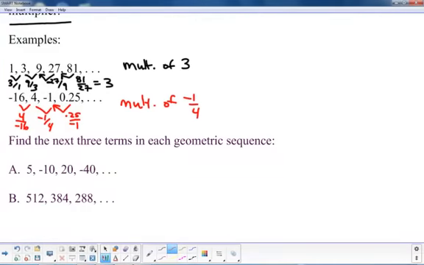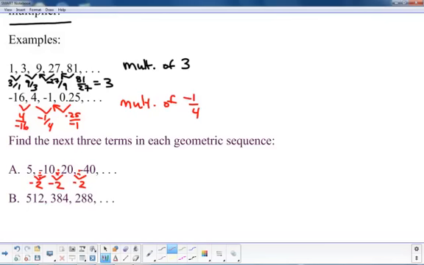Then we're going to find the next 3 terms. So we need to figure out what our constant multiple is. So -40 divided by 20 is -2. 20 divided by -10 is -2. -10 divided by 5 is -2. So again, we're getting this by dividing. So we would multiply to go forward.